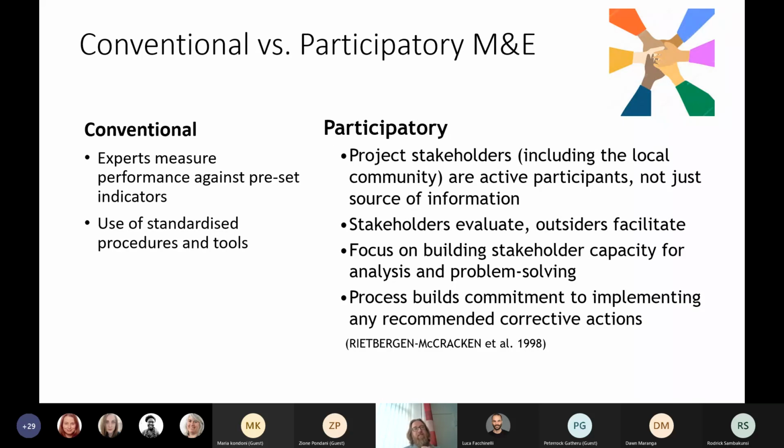So how does this differ from conventional project evaluation? In conventional approaches, typically logic models, it's the experts who are measuring against preset indicators, using standardized procedures and tools. In this participatory approach, it's your project stakeholders, the participants themselves, who are getting involved in evaluating. You're no longer carrying out the outcome evaluation, you're facilitating others to do that on your project's behalf, building their capacity and allowing that process to take place.